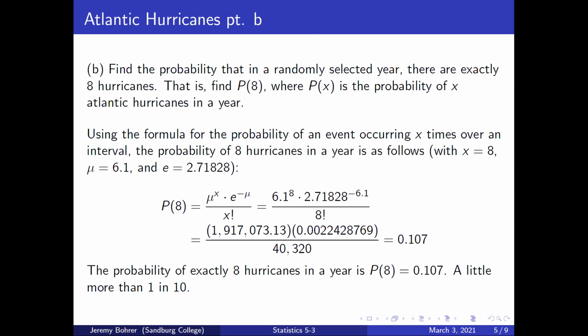2.71828 to the negative 6.1 all over 8 factorial, which is 1,917,073.13 times 0.0022428769 all over 40,320, and that is about 0.107. The probability of exactly 8 hurricanes in a year is P of 8 equals 0.107, a little more than 1 in 10.